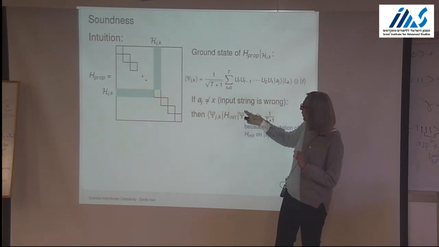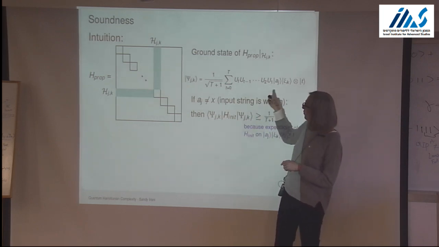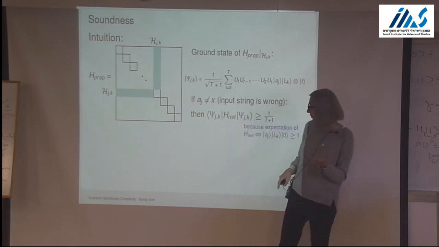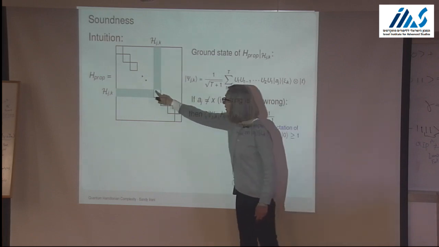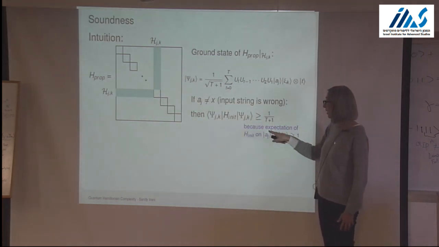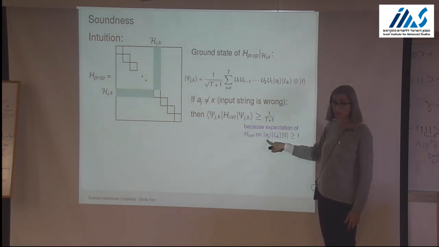So I'm looking at the 0 eigenstate of the H prop part of the Hamiltonian and saying that if I'm in a box where the input isn't correct, it's going to have a high energy because of the H init part of the Hamiltonian.